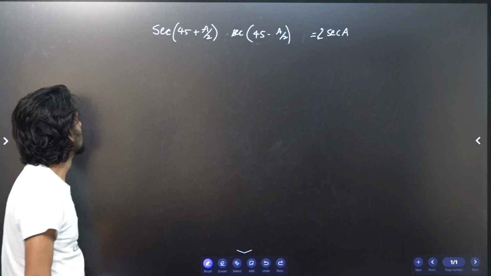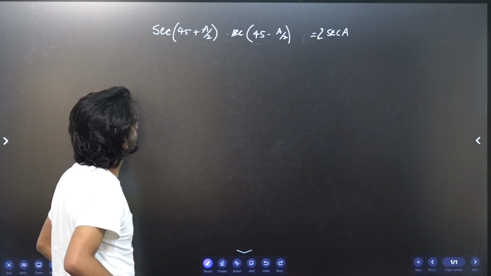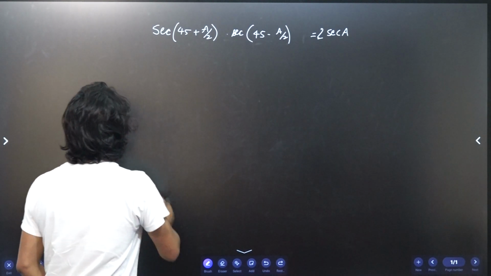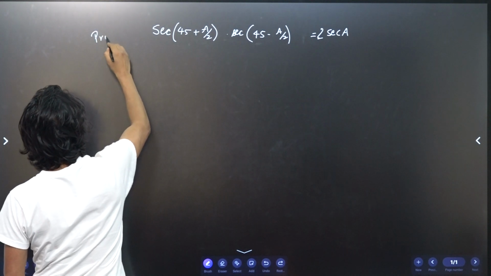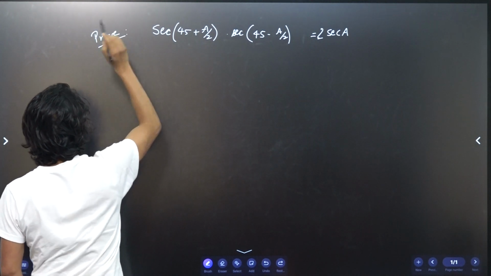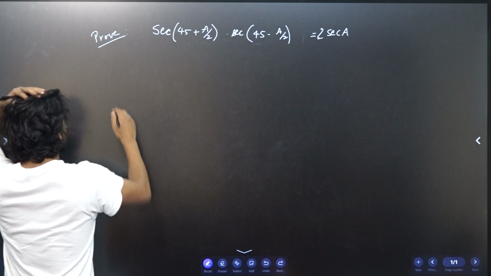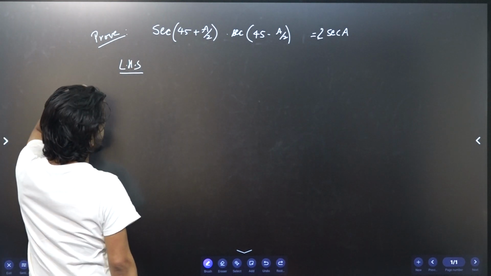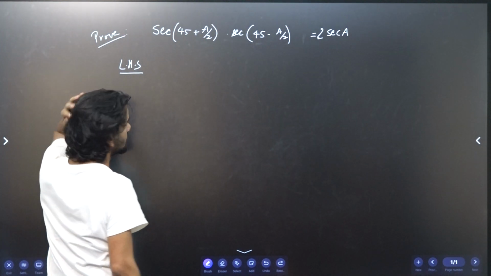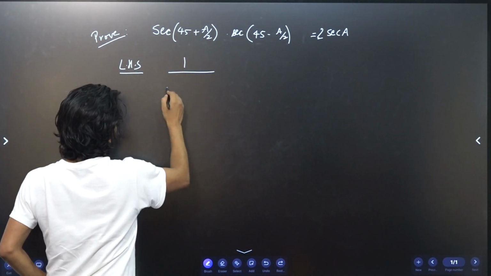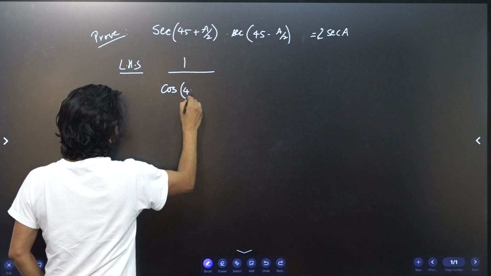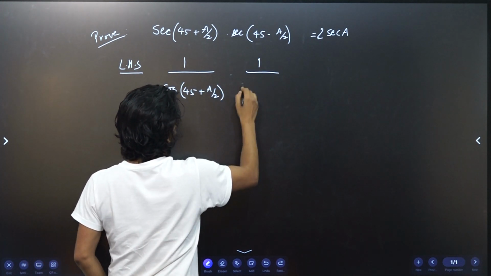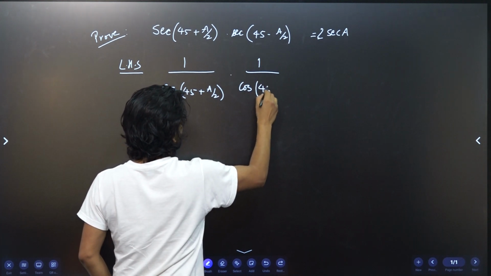Okay. So we have sec(45 + A/2) times sec(45 − A/2), and we have to prove that it's equal to 2 sec A. The first thing I think all of you are going to say is to change it into the form of cos, right? So this can be written as 1 over cos(45 + A/2) times 1 over cos(45 − A/2).